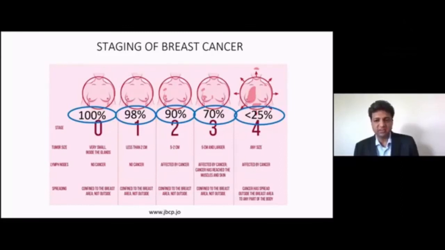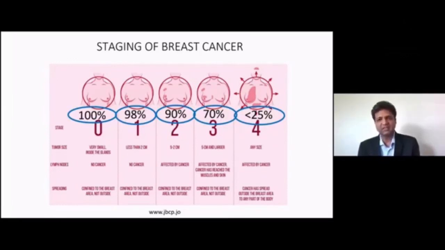If it's at stage 2, so slightly larger tumors, more than 2 centimeters, less than 5 centimeters, the survival is still very good, in excess of 90%. And if it's stage 3, which is 5 centimeters or larger, or there are lymph nodes involved, it's about 70%. But if it does become stage 4, the chance of survival, or certainly 5-year survival, is less than 25%.